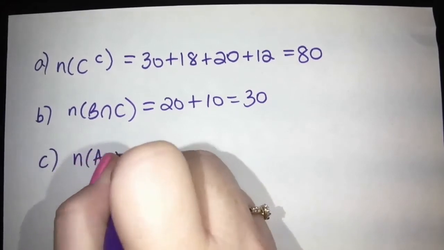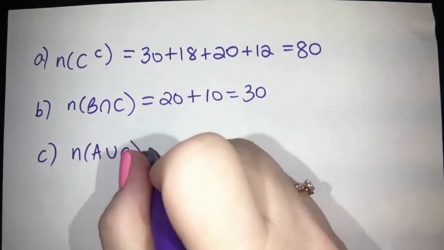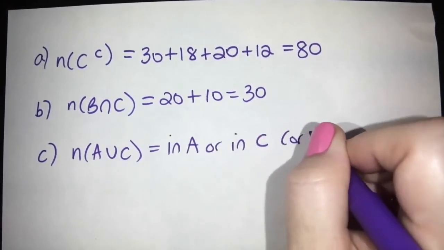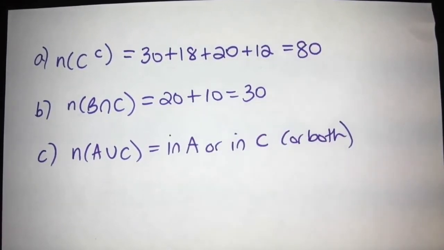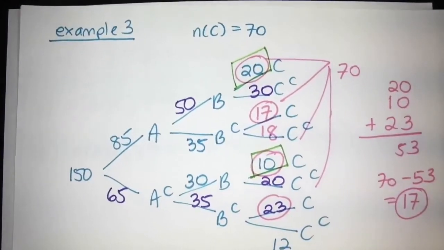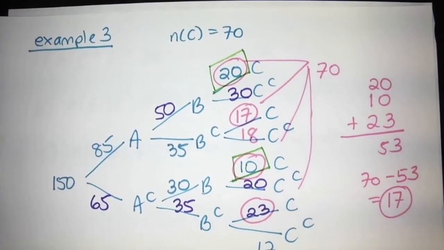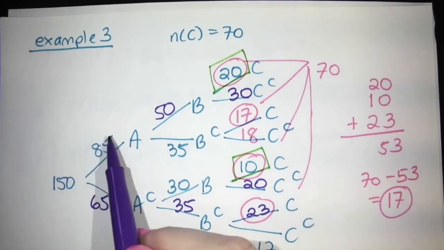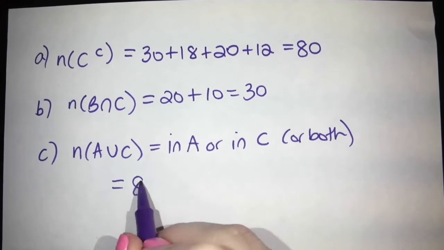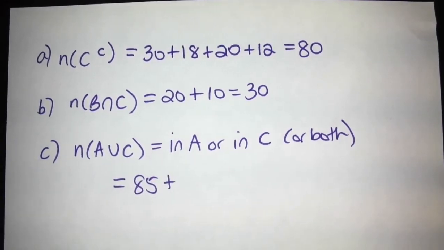Okay, number A union C. So A union C is in A or in C or both. In A or C or both. So look at your tree. First of all, which one's at the front, A or C? Well, in our tree, A is at the front. So if I add A, I have 85. So that's what's in A. Now there are no more A's anywhere else, okay?